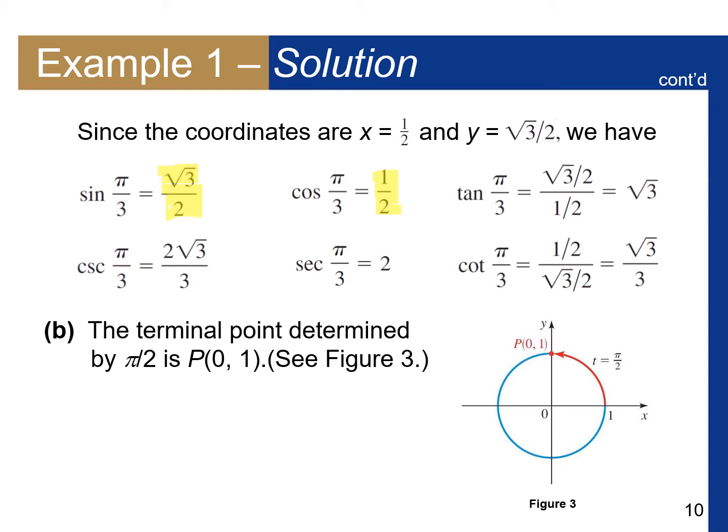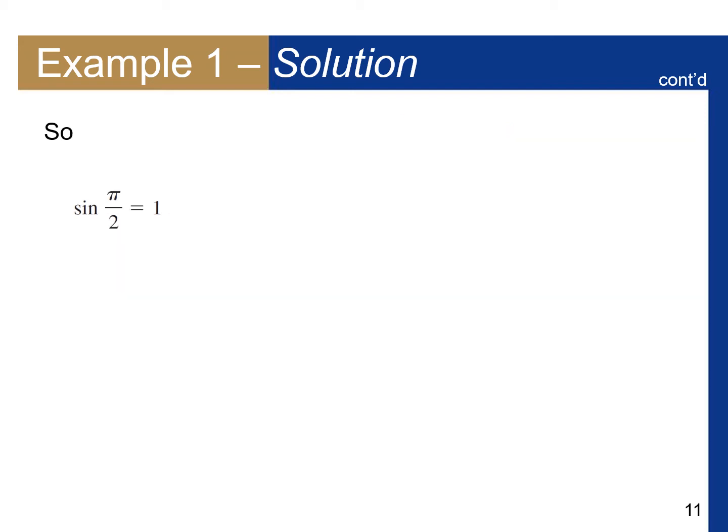The terminal point determined by pi over 2 is 0, 1. So the sine of pi over 2 would be 1. The cosine is going to be 0. Now again, let's review that. That's because this is my y value and this is my x value.